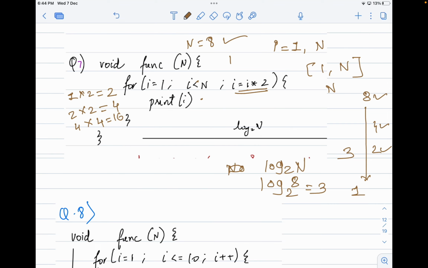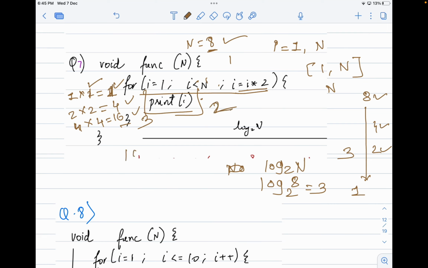So for 1 it is taking 1 iteration. For 1 into 1 it is 1, 2 into 2 is 4, and 4 into 4 it is 16. So the actual iterations happening are 3, but we are printing this value only 2 times, because the third time it will not enter. Your i will become more than n. So your n is 8 and it is 16, so this will print 2 times.